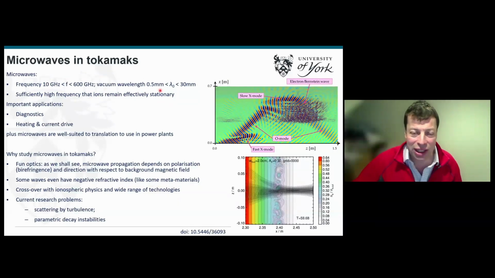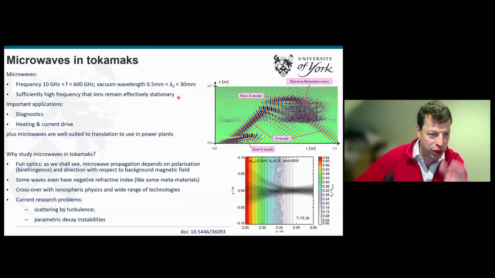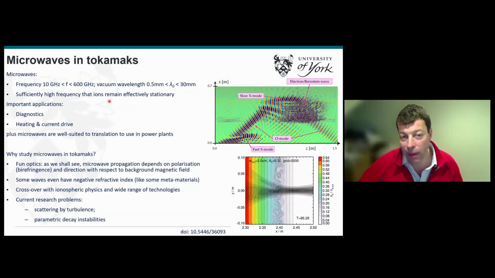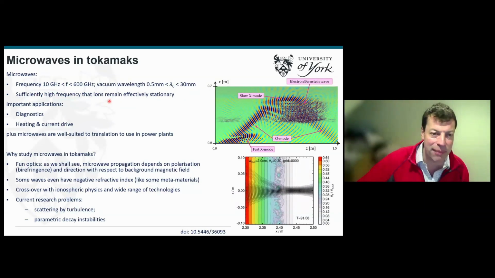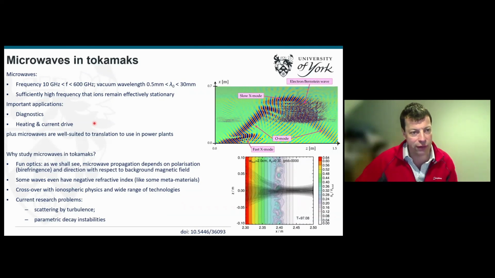This corresponds quite nicely to vacuum wavelengths that are macroscopic, that we can think about, right? That are about 1 millimeter to about 1 inch, this sort of size. These are sufficiently high frequency, actually, that ions remain effectively stationary. It turns out ions are sufficiently massive, they don't really feel wiggles this fast.